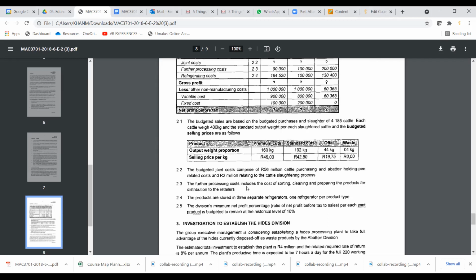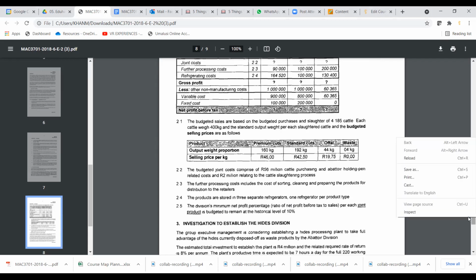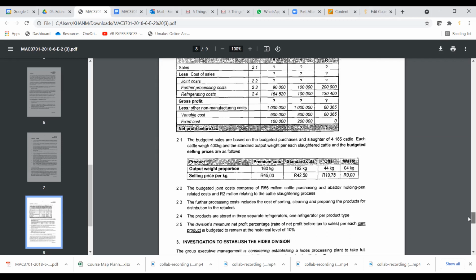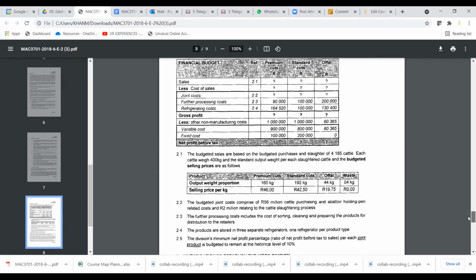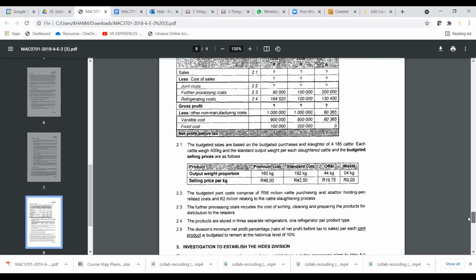Okay, so they say further processing costs include the cost of sorting, cleaning, and preparing the products for distribution to the retailers. The products are stored in 3 separate refrigerators, 1 refrigerator per product type. The division's minimum net profit percentage per each joint product is budgeted to remain at the historical level of 10%. But what is gross profit? Oh, okay, we will be able to work it out.